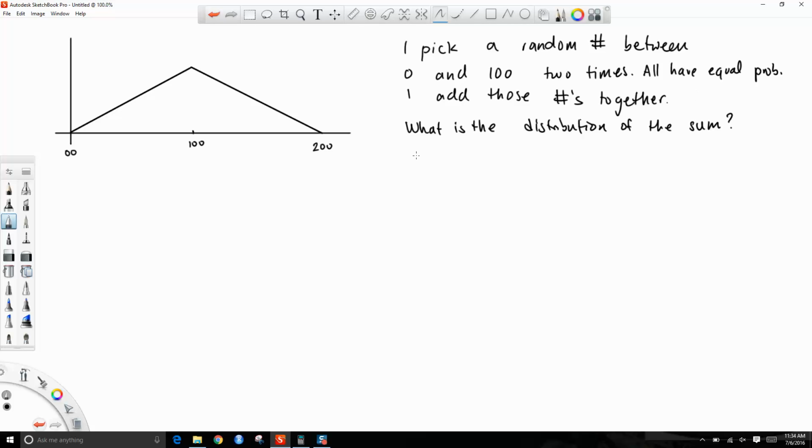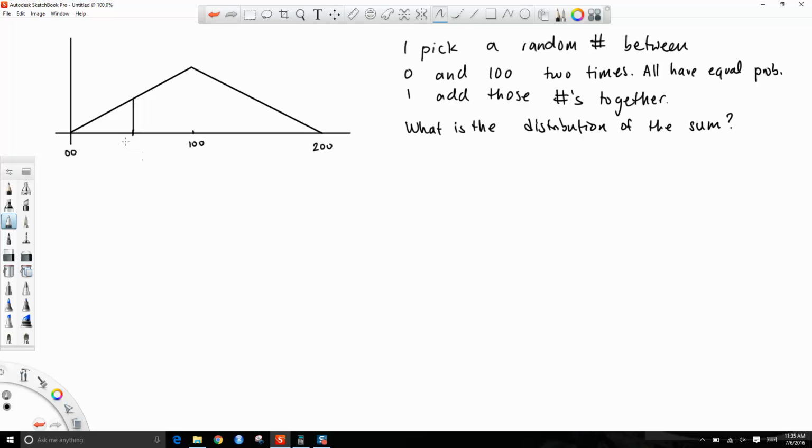Okay, we would see this kind of thing where the most common value of the sum will be 100, because there's a bunch of ways to get a sum of 100, okay? And it will be very rare to get a sum of 200. That means the first time you had to pick 100 and the second time you had to pick 100, right? So that doesn't happen very often, okay? And getting a sum of 0 is also very rare, because the first time you'd have to pick 0 and the second time you have to pick 0, okay? So you end up getting a triangular distribution.